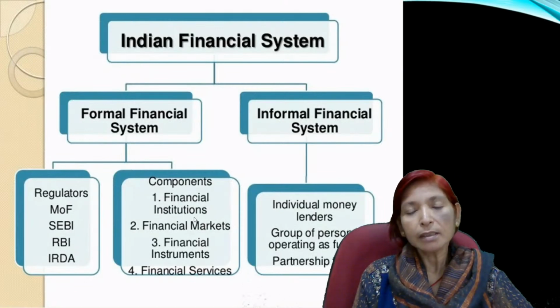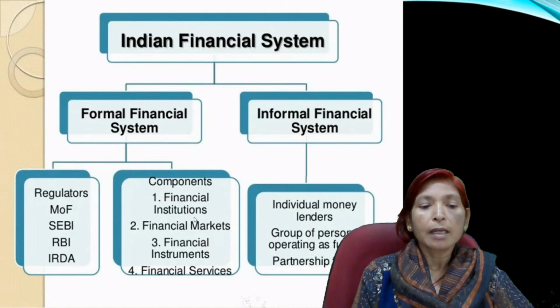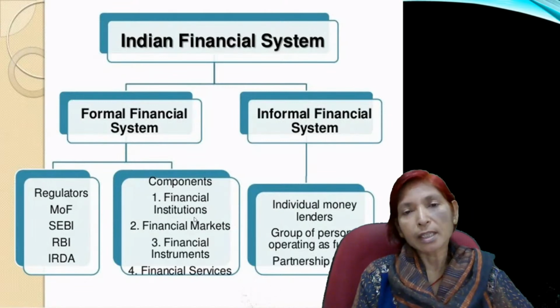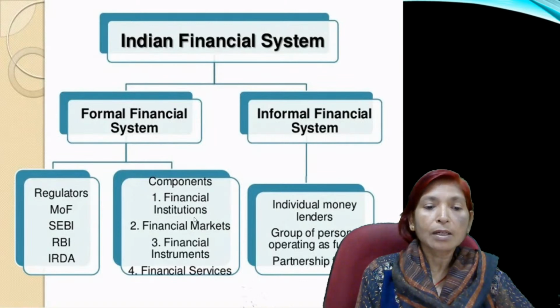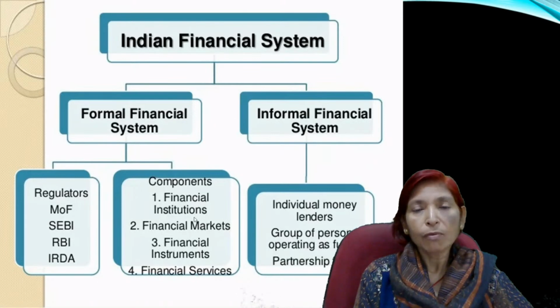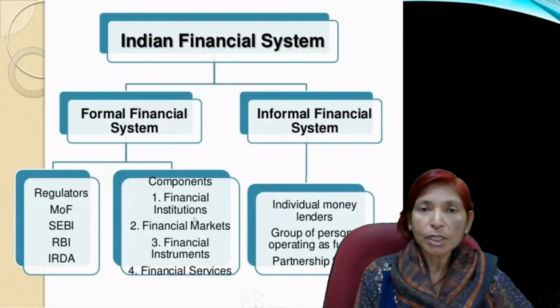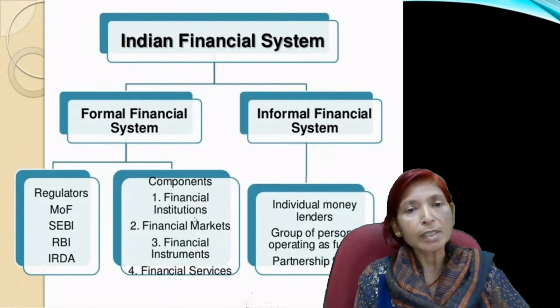And components, what are the components of this financial system? Financial institutions, financial markets, financial instruments, and financial services, which we have studied in previous slides. Mainly the components of the formal financial system can be classified into four parts: one is financial institutions, next is financial markets, next is financial instruments, and financial services.